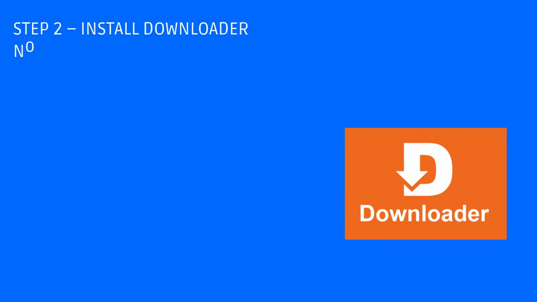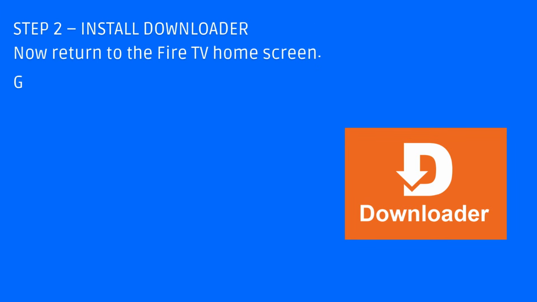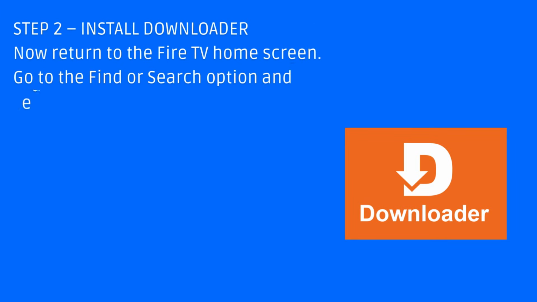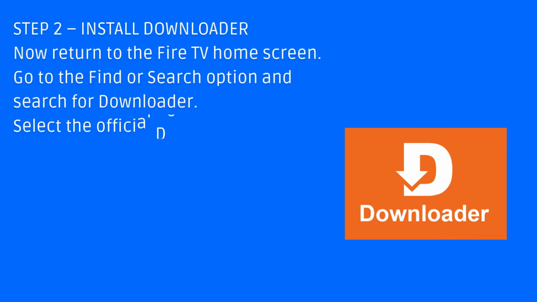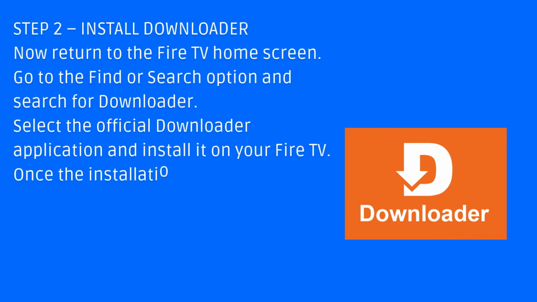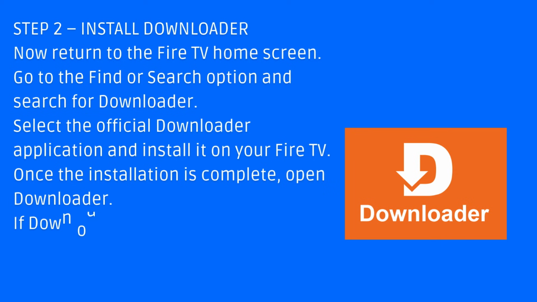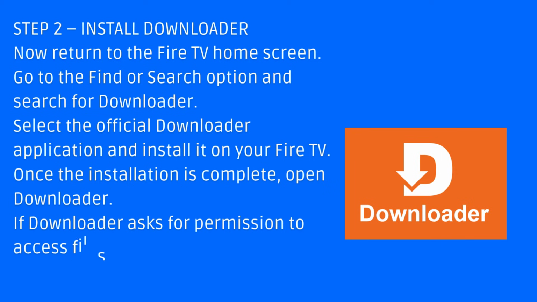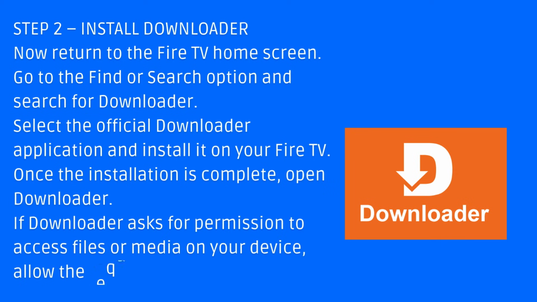Step 2. Install Downloader. Now return to the Fire TV home screen. Go to the Find or Search option and search for Downloader. Select the official Downloader application and install it on your Fire TV. Once the installation is complete, open Downloader. If Downloader asks for permission to access files or media on your device, allow the requested permission.